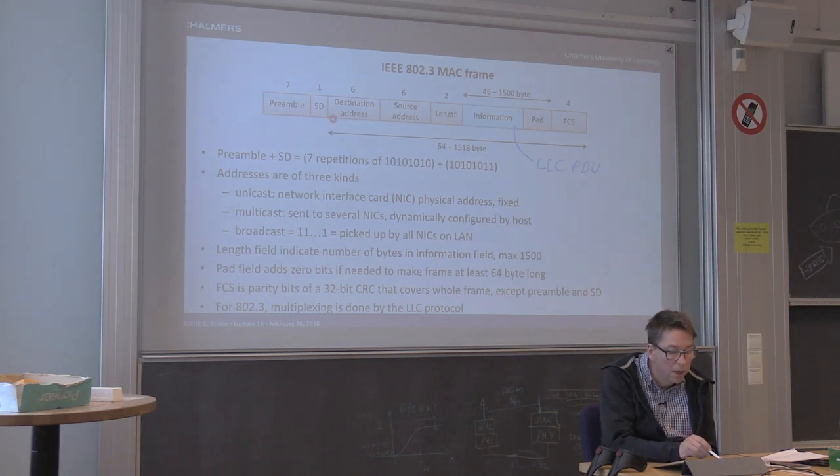Okay, so the CRC starts to be calculated from the first bit in the destination address until the last bit of the pad field. So that forms the CRC bits here. So we don't protect the preamble here. It's not needed.